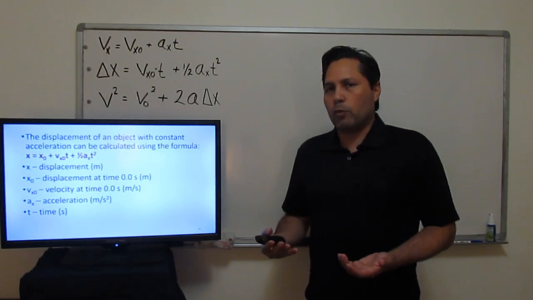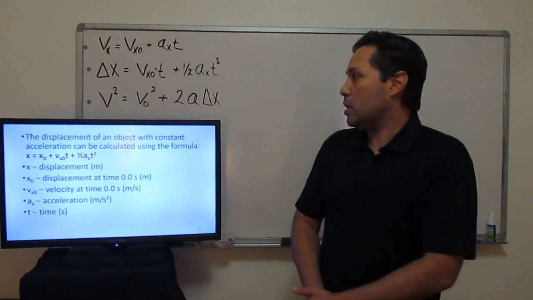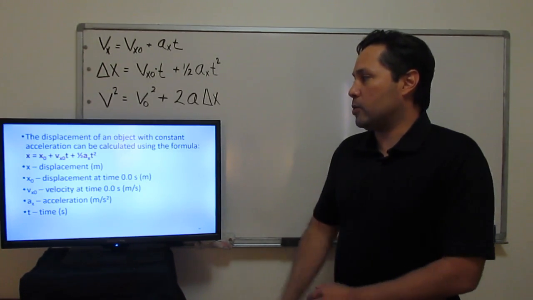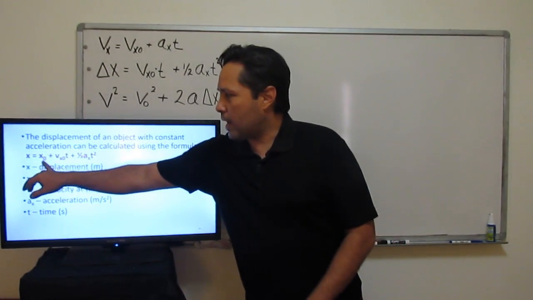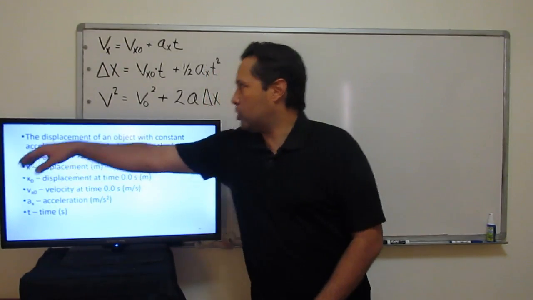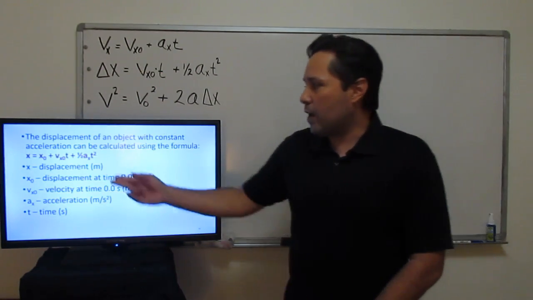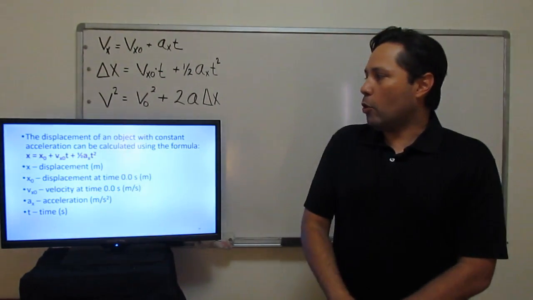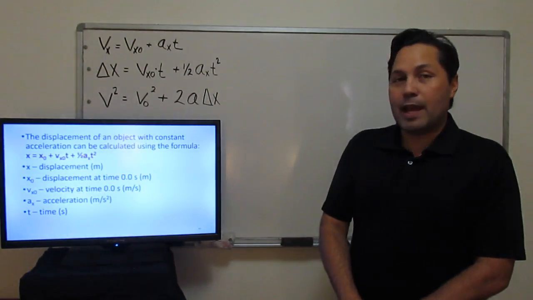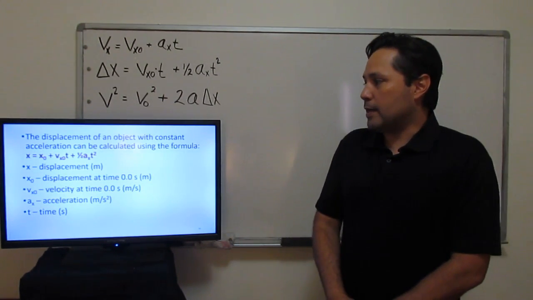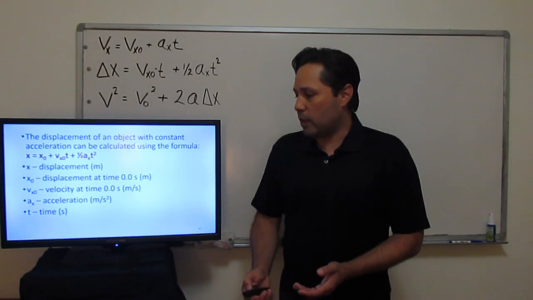Alright, another formula that we'll be using is this one as well. So the displacement of an object, so how far it goes from the origin, with constant acceleration can be calculated using this formula right there. A lot of the time we end up moving the x, that's our displacement, over on this side, and we just end up with delta x, just to make the formula a little bit smaller. And here we have x is a displacement in meters, xo is a displacement at time 0, vox is velocity on the x-axis at time 0, and ax is acceleration on the x-axis, and finally t is time in seconds as well.